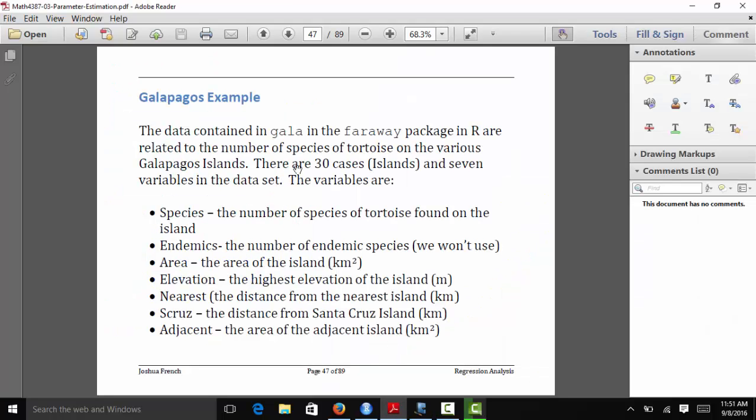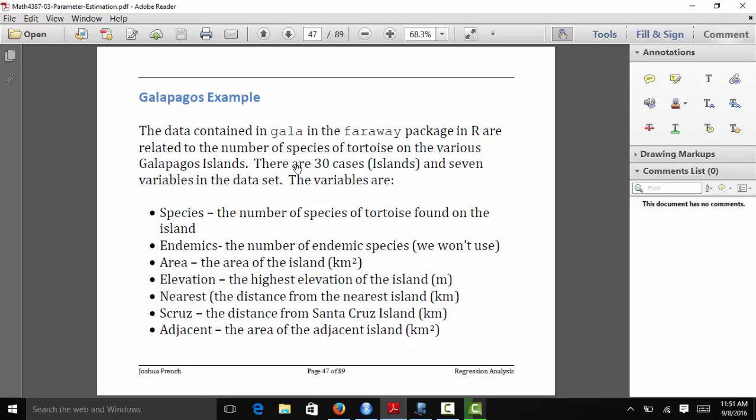So now we're going to continue our discussion of linear regression and fitting models with an example related to data from the Galapagos Islands. There's a data set in the faraway package called gala, for Galapagos, and this data set has the number of species of tortoise on the various Galapagos Islands. And so we have 30 cases, or islands in this case, and there's actually 7 variables, though we won't use them all.